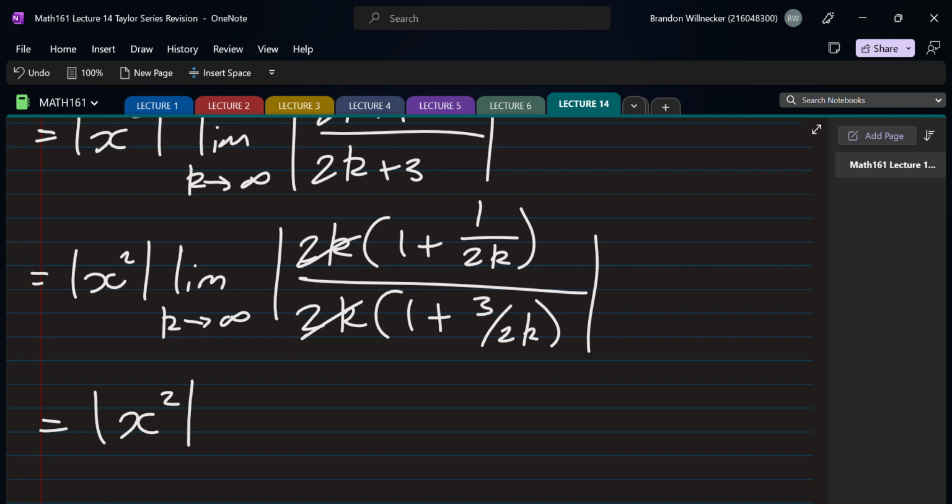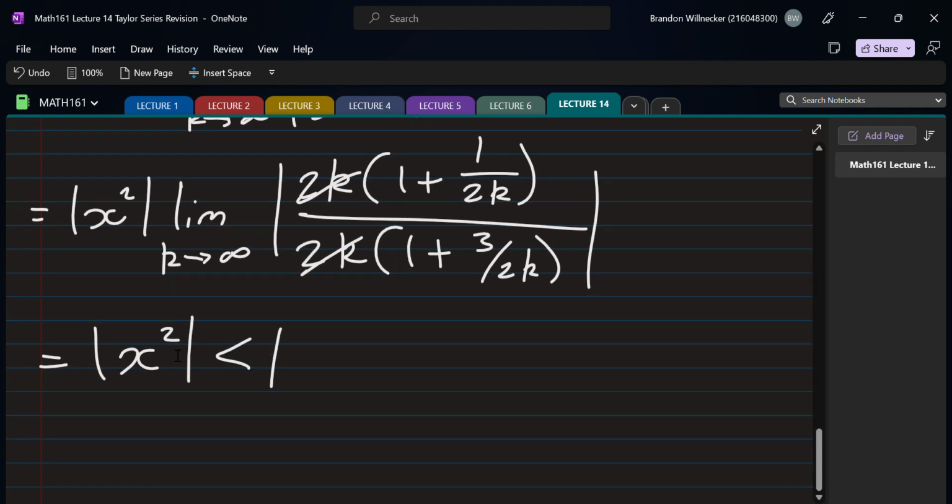Okay, now that's our answer for the limit value. Now, if we want this to converge, that answer must be less than 1. Okay, remember with the ratio test, if it's greater than 1, it diverges, less than 1 converges, equal to 1, try something else. So if we want this whole thing to converge, this better be less than 1. Now, absolute value of x squared, we don't need the absolute value because x squared is positive. So we can just write that as x squared less than 1.